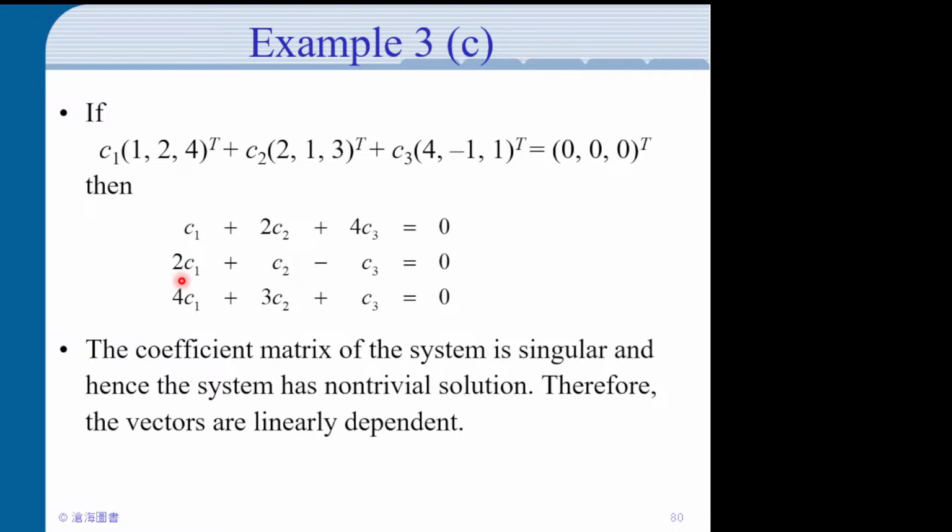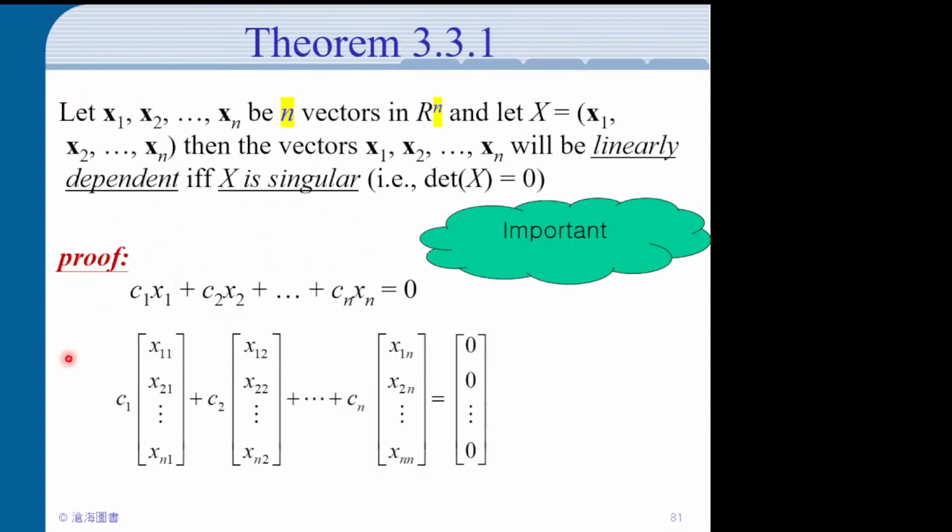As we've seen before, this linear equation is singular. The coefficient matrix of this is singular, so the determinant is 0, and so we know it has a non-trivial solution. So we know C1, C2, C3 has a non-trivial solution. So this is linearly dependent. Okay, so you see that this is a very general form, and we can write the theorem here.